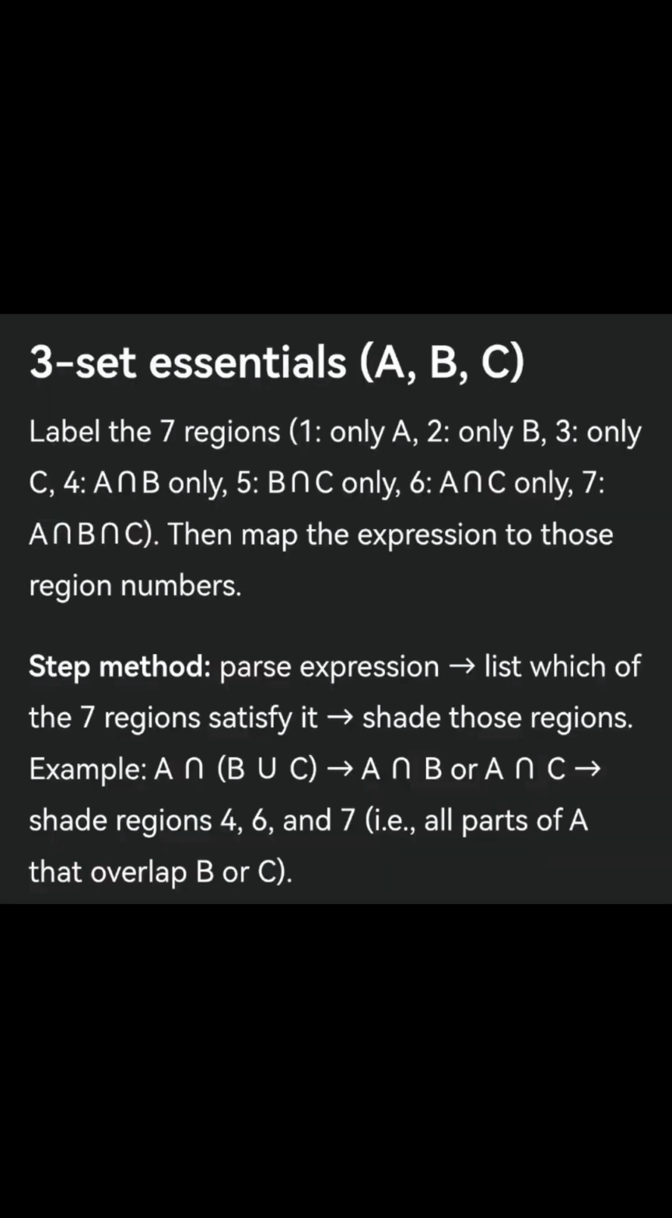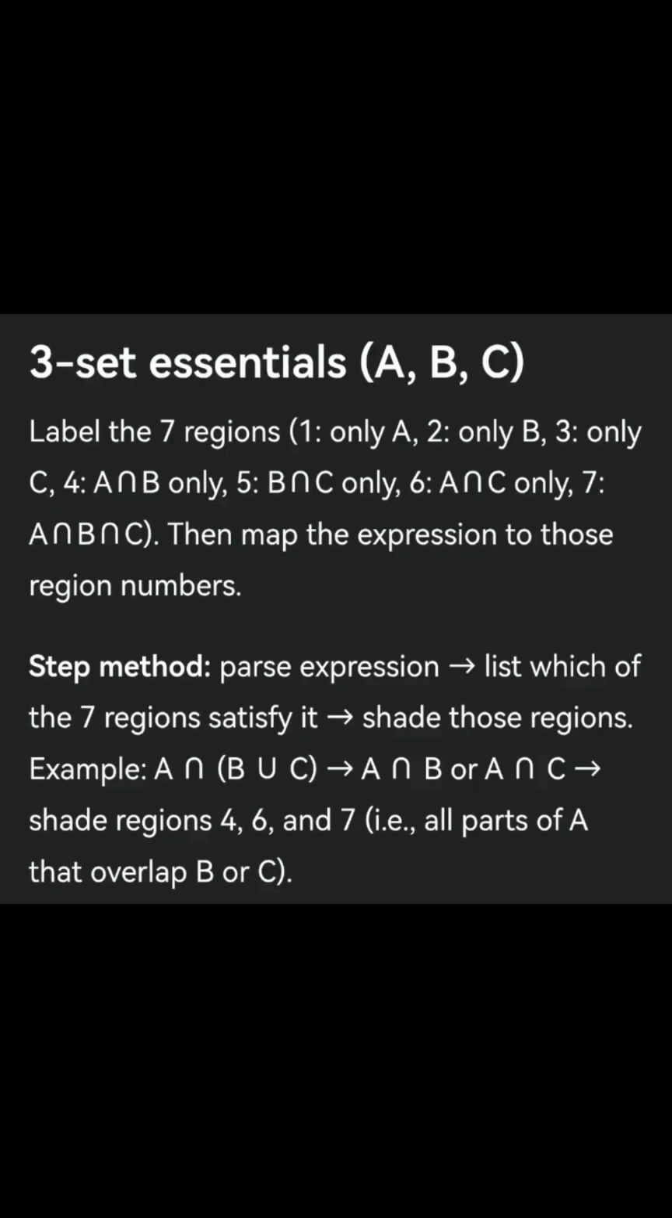Shade those regions. Example, A intersection B union C. That will give us an expression as A intersection B or A intersection C. I know you know this expression, right? So you shade these regions 4, 6, and 7. If you don't label them well, that will be your problem.